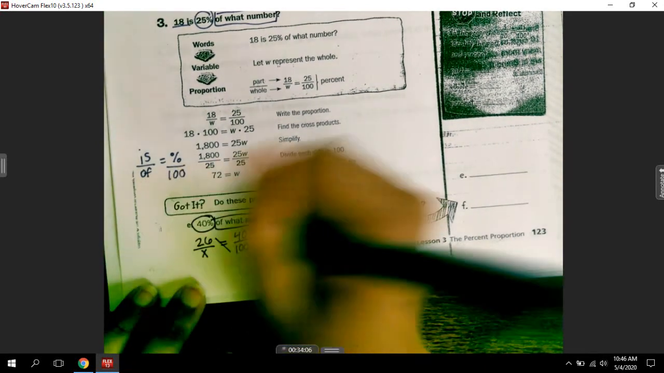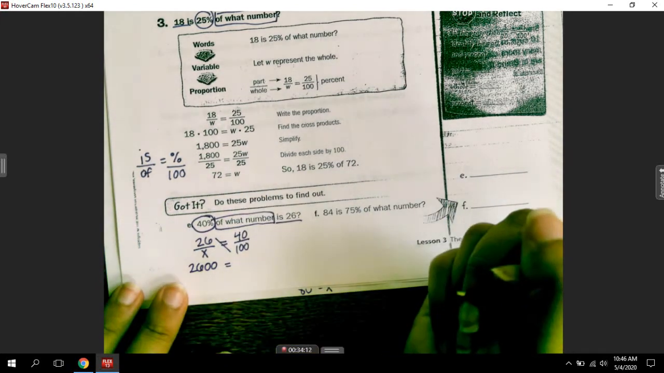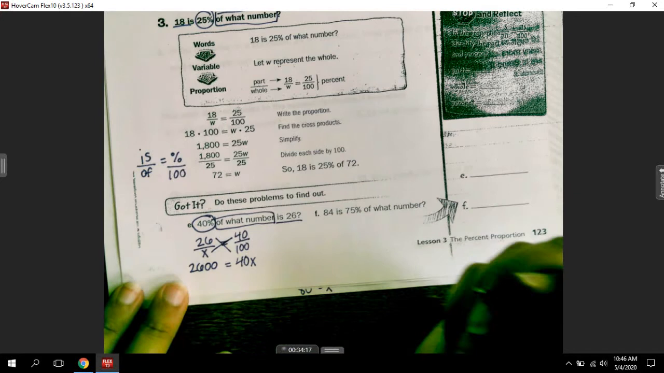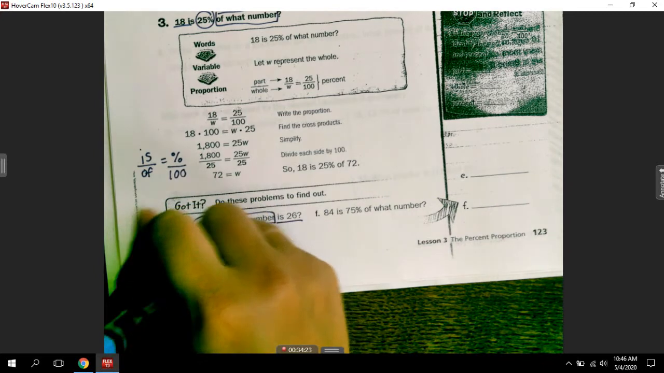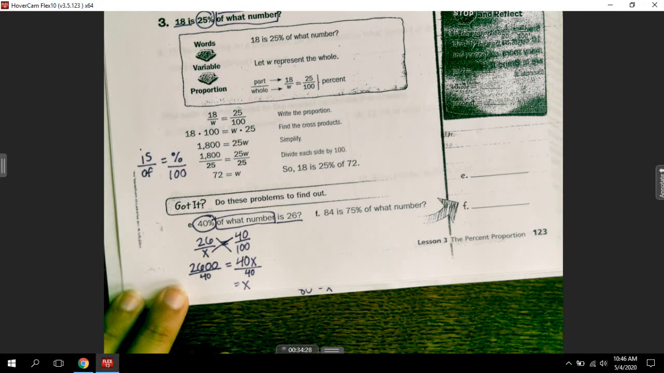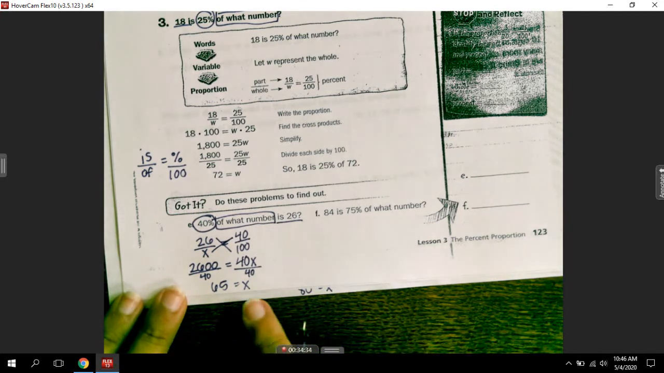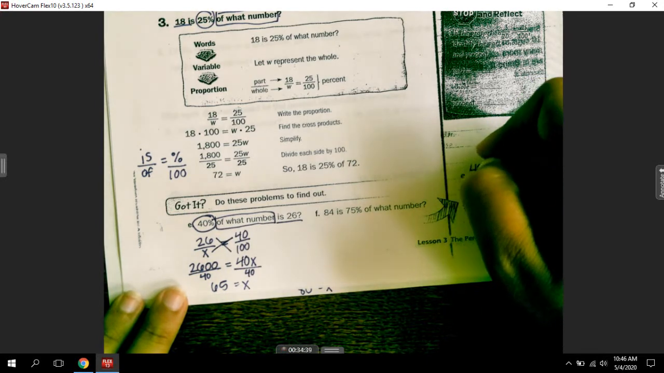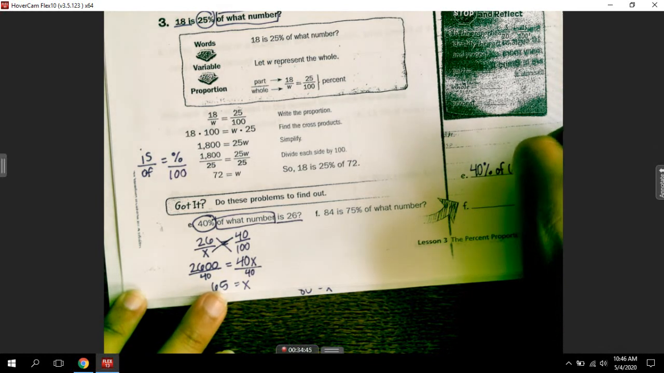Now you want to cross multiply. So 26 times 100, 2600, equals 40 times x, which is just 40x. Then to solve for x, you're going to divide by 40 on both sides. So x equals 65. So fill in 65 for what number. That means 40% of 65 is 26.